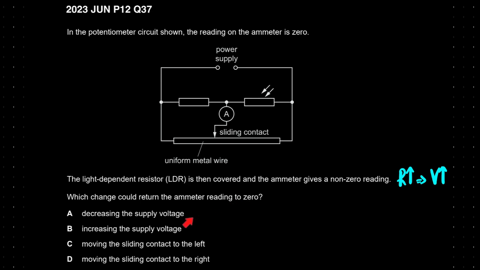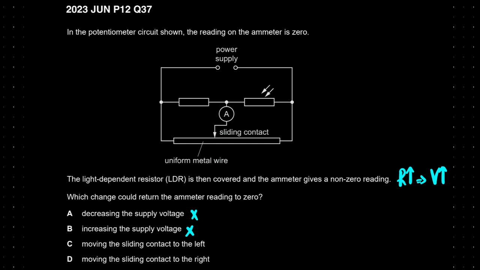Decreasing the supply voltage. If you decrease the supply voltage, there will still be this difference in potential difference between these two. So the current is still going to be there. So A is wrong. And similarly, by the same logic, B is also wrong.